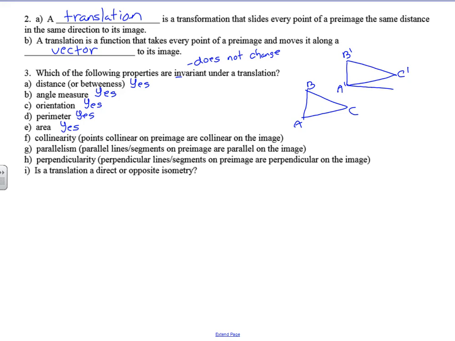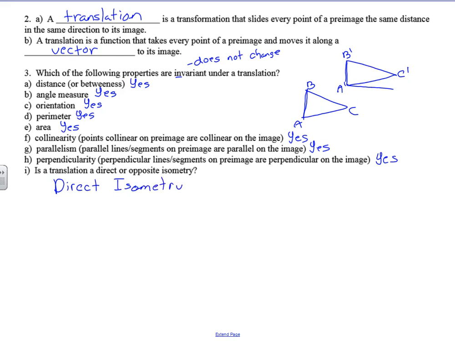Collinearity. The points collinear on the pre-image are collinear on the image, meaning something along segment AB is on A prime, B prime. Yes. Parallelism. If two things are parallel on the pre-image, would they be parallel on the image? Yes, that is going to be preserved. Perpendicularity, meaning if something is perpendicular, yes, that will stay the same. Is a translation a direct or opposite isometry? The answer here is it is a direct isometry.